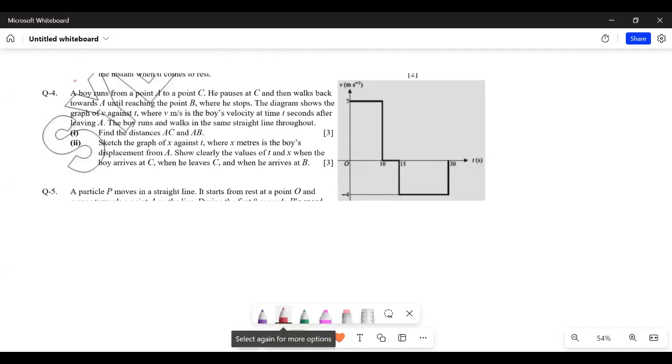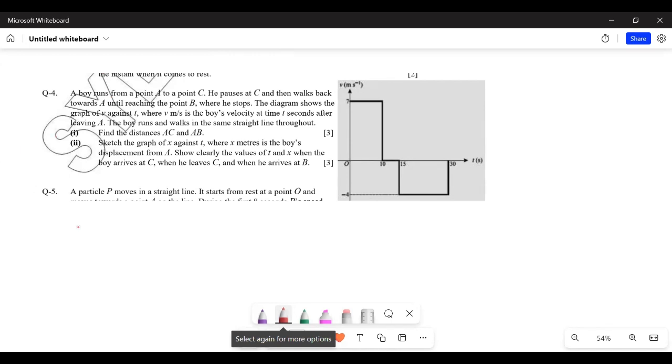Question number 4. A boy runs from a point A to a point C. He pauses at C and then walks back towards A until reaching the point B, where he stops. The diagram shows a graph of V against T, where V meters per second is the boy's velocity at time t seconds after leaving A. The boy runs and walks in the same straight line throughout. Find the distance AC and AB.